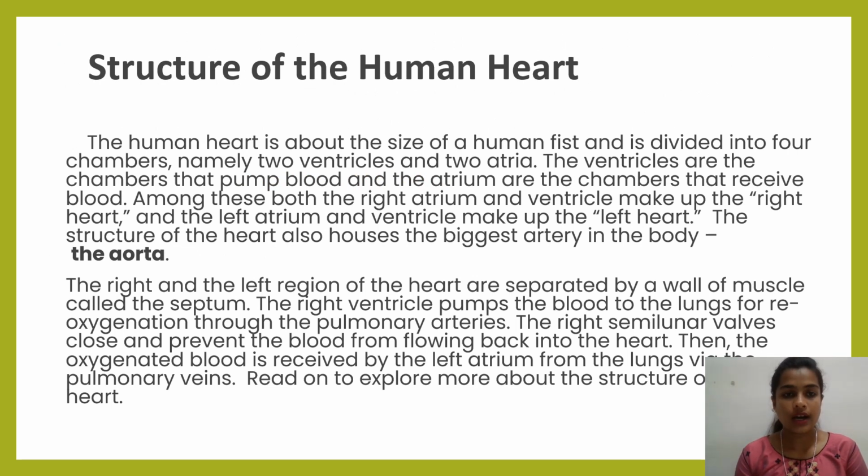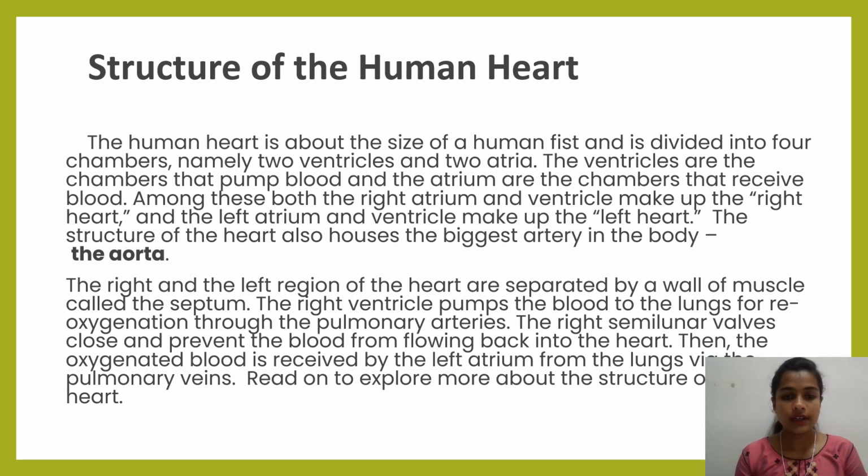Structure of human heart. The human heart is about the size of a human fist and is divided into four chambers, namely two ventricles and two atria. The ventricles are the chambers that pump blood and the atria are the chambers that receive blood. Among these, the right atrium and ventricle make up the right heart and the left atrium and ventricle make up the left heart. The structure of the heart also houses the biggest artery in the body, the aorta.